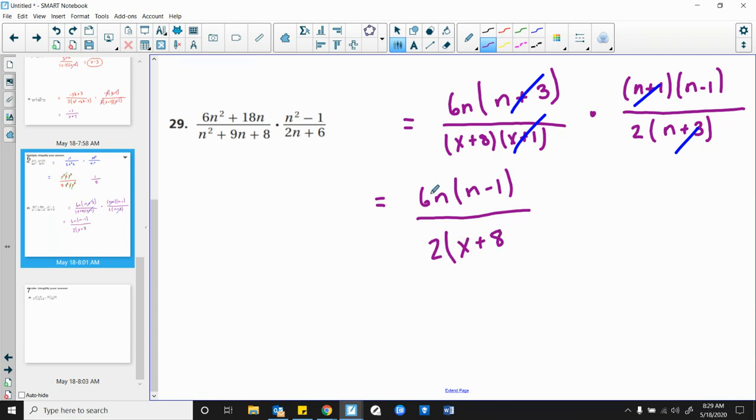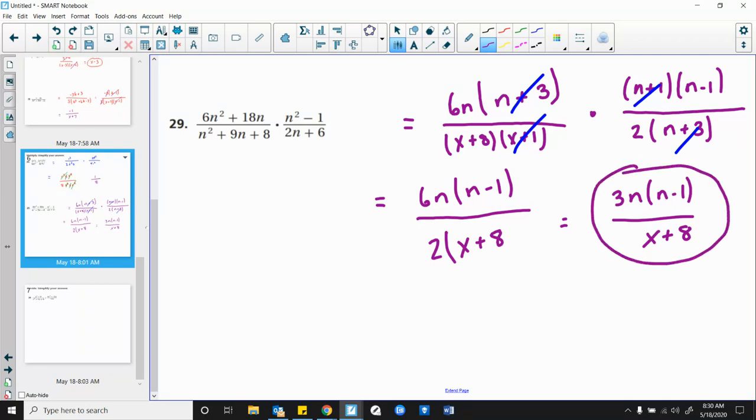And then to finish up, I'm going to simplify this 6 and this 2, and it's going to just become 3n, n minus 1, over x plus 8. All right. There's my answer there.